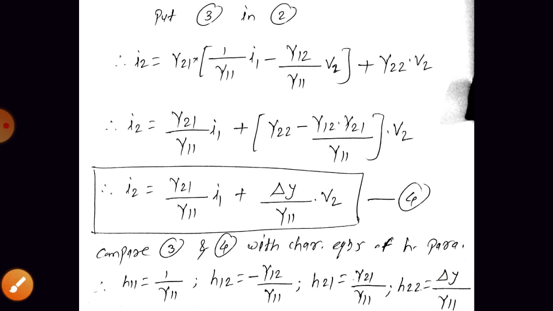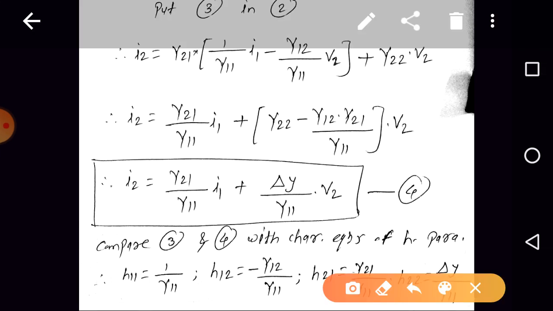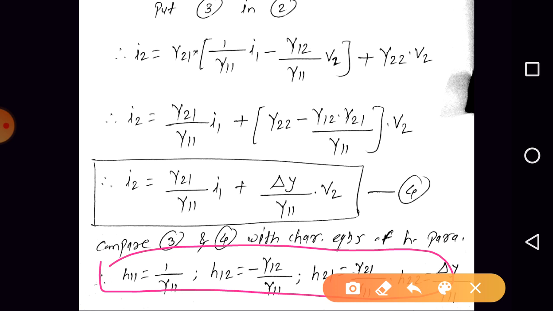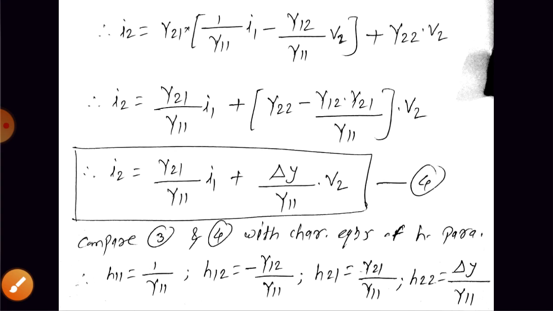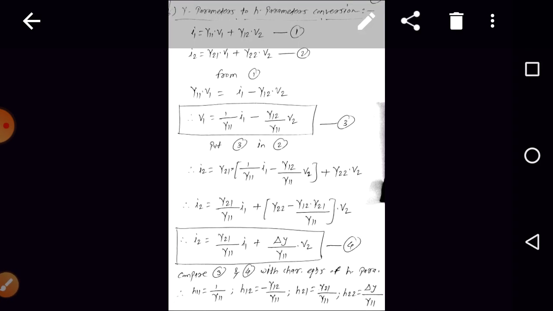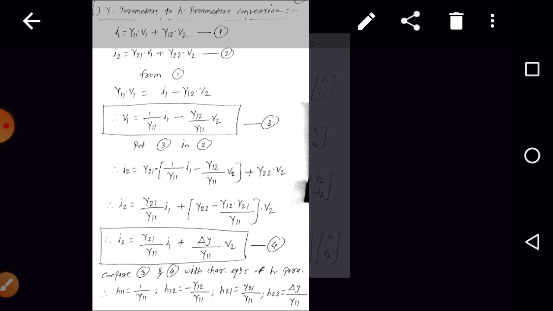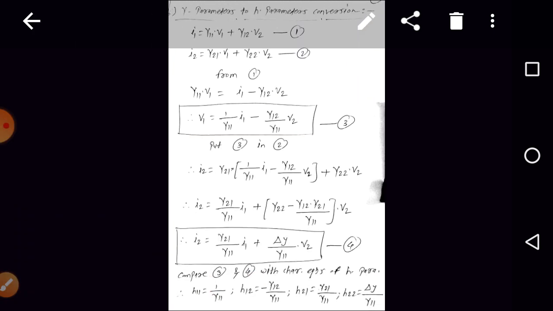Are you getting the point? So we have the h parameter in terms of y parameters, or Y to H parameter conversion. So this is about the Y parameter to the other parameter conversion, right?